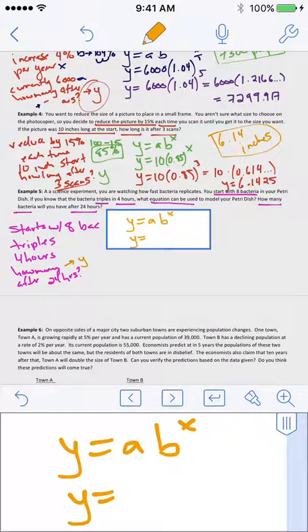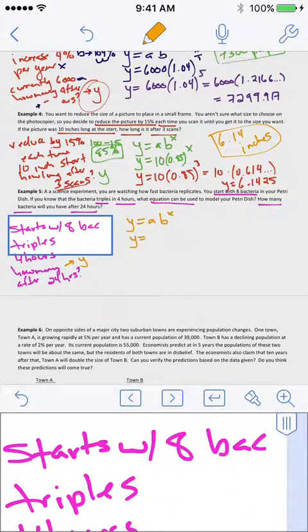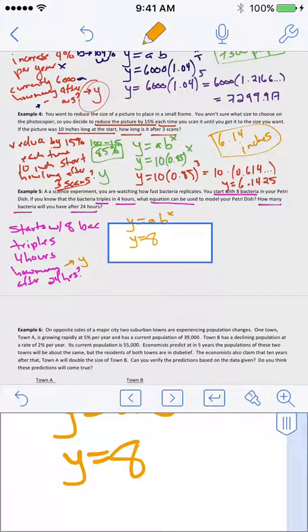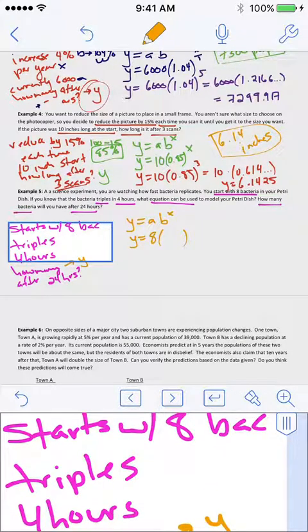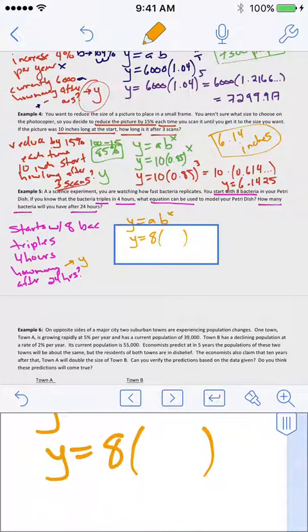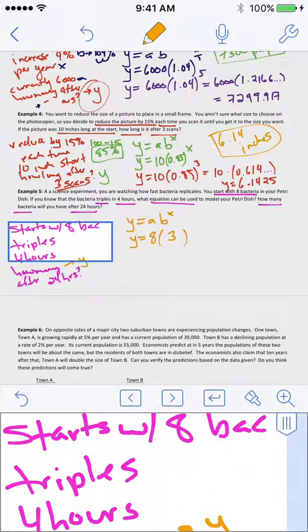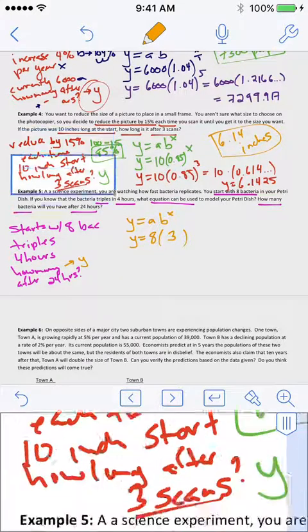Alright, a is the initial amount, so that's pretty easy to find. 8 bacteria to start with. Triples means what? Like triangle. Triples means 3, so that's our rate of 3. And we're not tripling 5% or reducing by 16, so this one's actually pretty straightforward. If you see words like that, you should breathe a sigh of relief because those are pretty straightforward. Half, triple, quadruple, doubles, right? Those nice easy words usually just translate to straight numbers. It's the percents that you really have to think about.